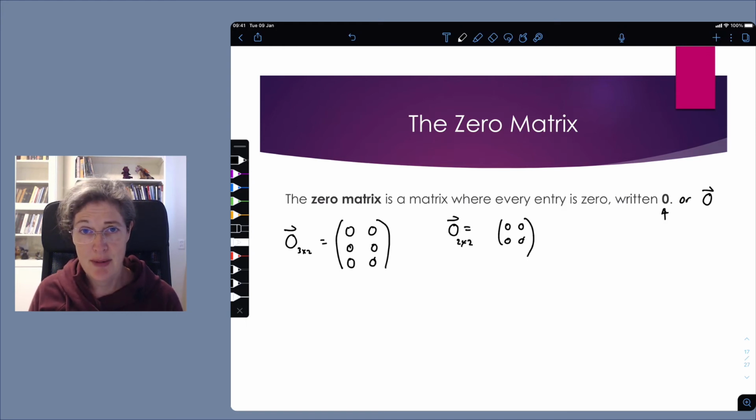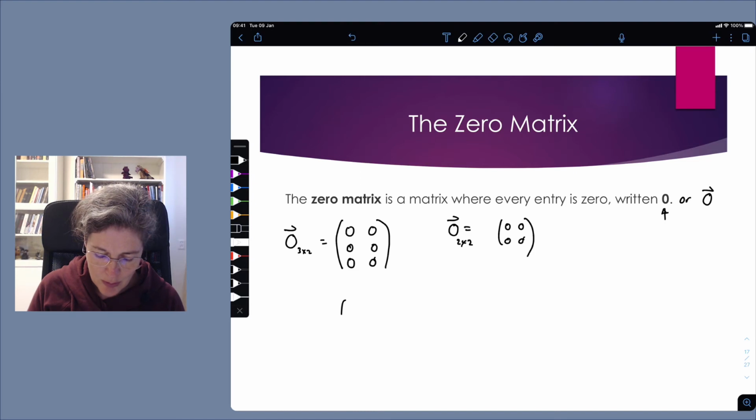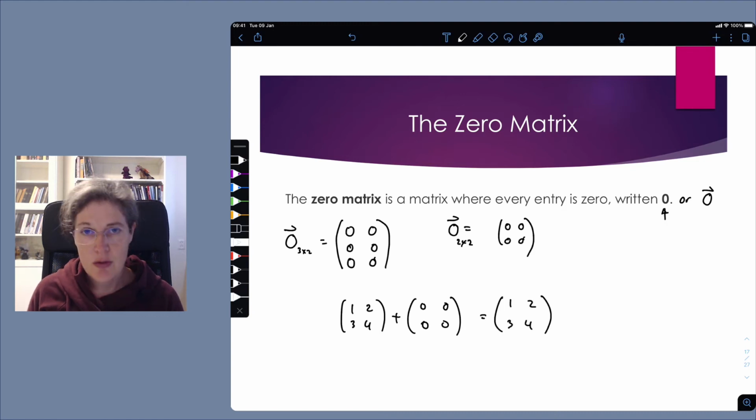Things like that. Okay. And if you go back to what we did with subtraction and addition, notice that if you take the appropriately sized 0 matrix and add it to any other matrix, you just get the original matrix. So for example, 1, 2, 3, 4, and we're going to add the 0 matrix of the right size, it's going to give us back the original matrix. So it behaves exactly like the numbers that we're used to working with. It doesn't change anything.